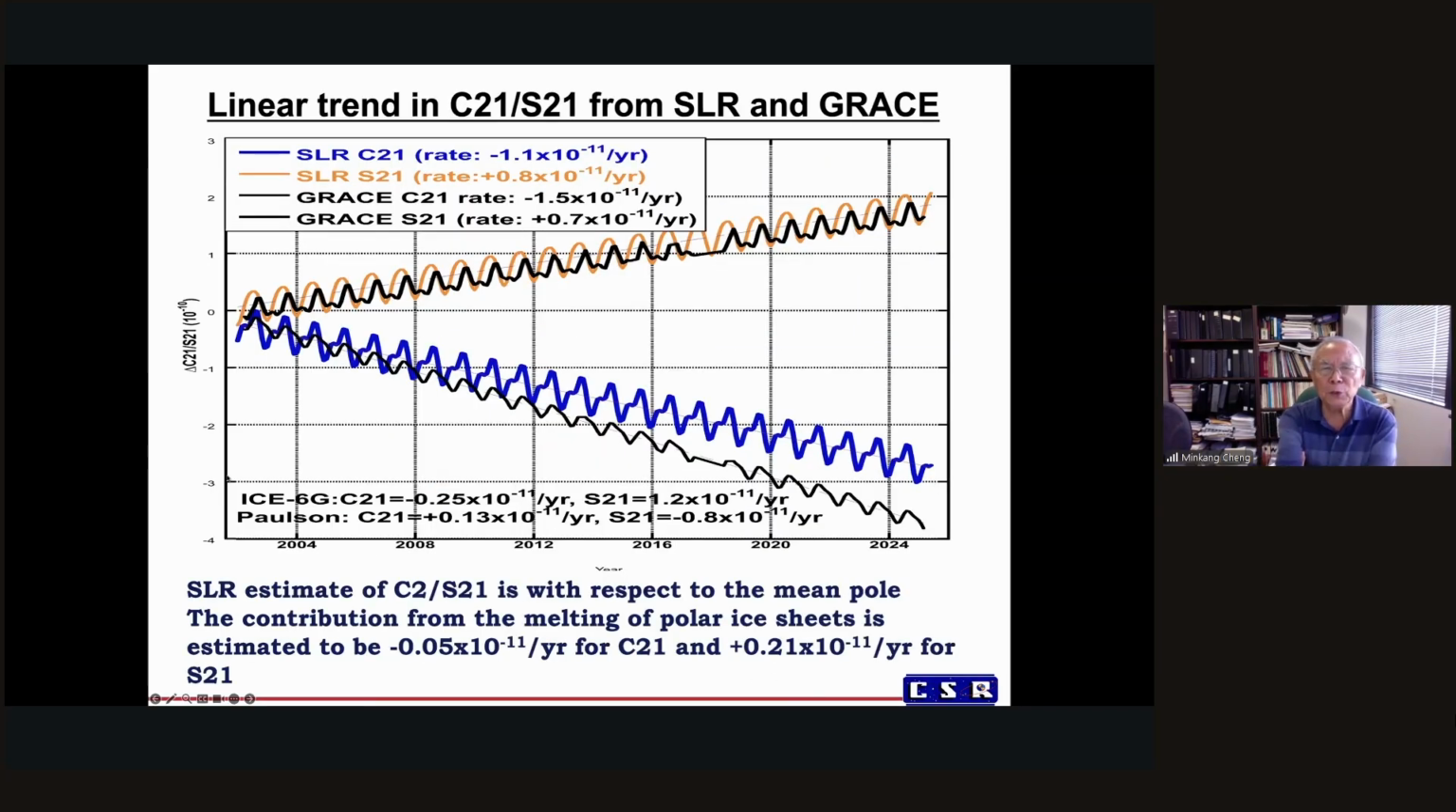You see this linear trend, the annual and semi-annual variation from SLR and GRACE. The black is C21 from GRACE. The S21, if you look at this one, is different; the trend is different. We will compute the linear trend from SLR, the rate.